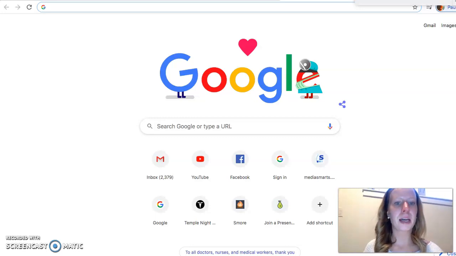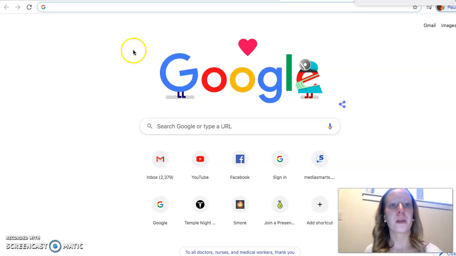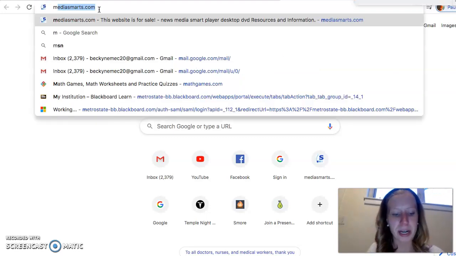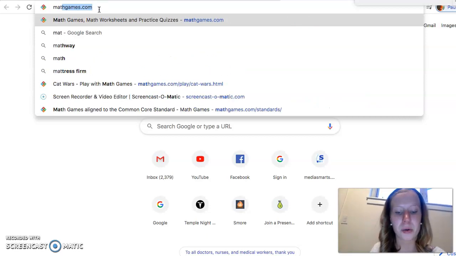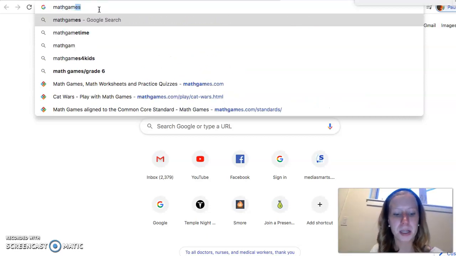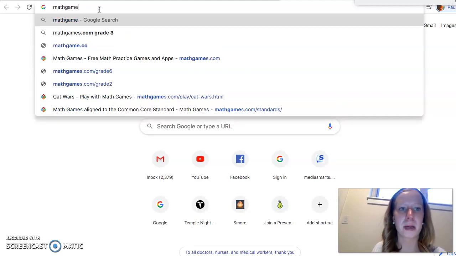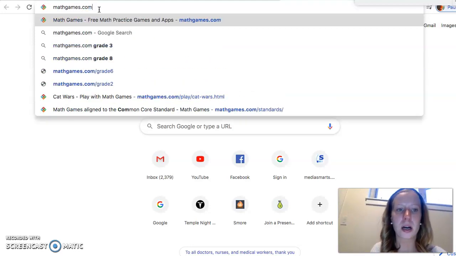Hello, teachers. I'm going to be showing you a website today that will help with learning objectives and practice in the classroom with math. The learning objectives are very clear as to what you can choose for each item on this website. So let's just go to mathgames.com. Oh, mathgames, my apologies, .com.